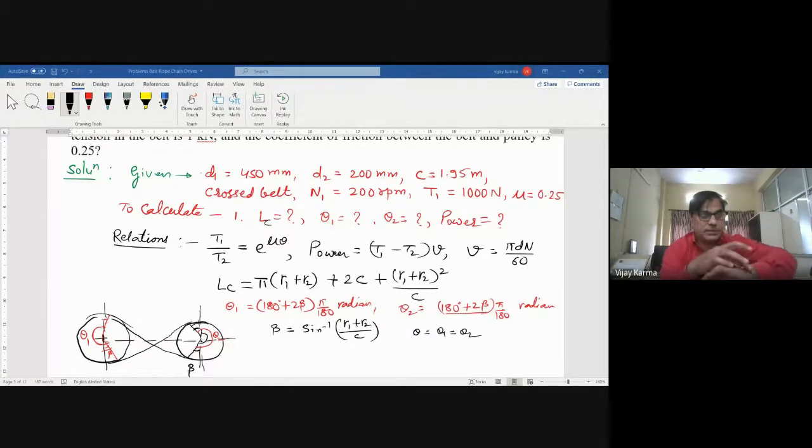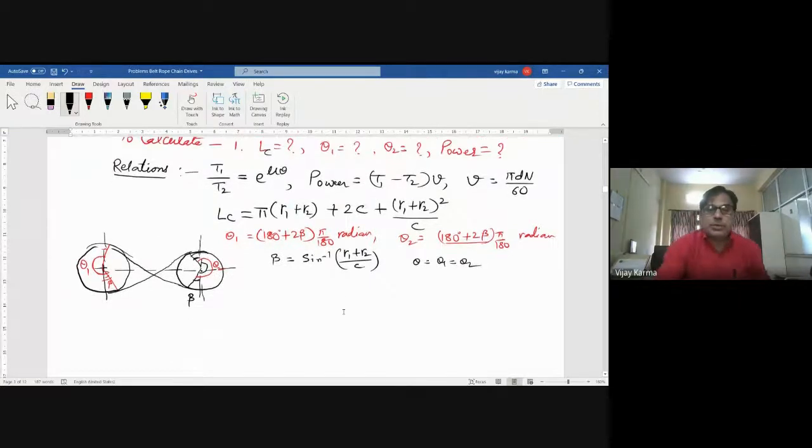Do it quickly, because we don't have time. So let's find out L, the length of the belt.